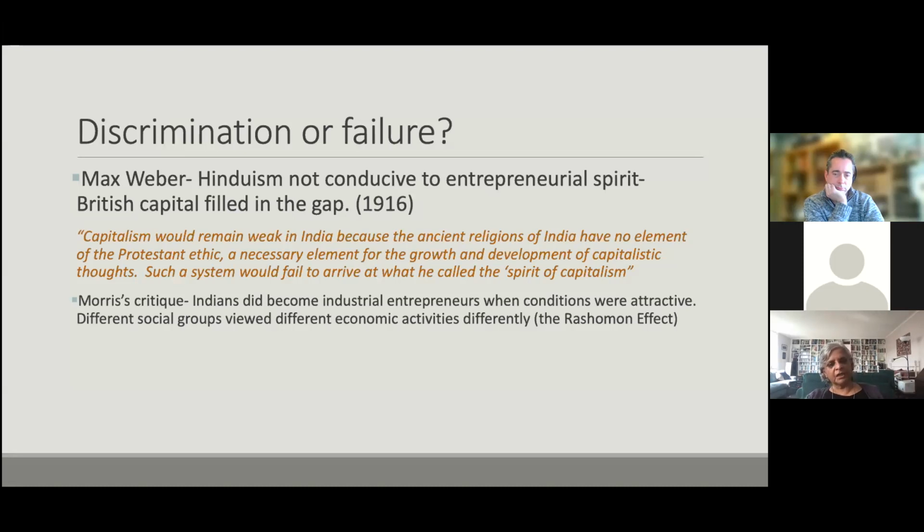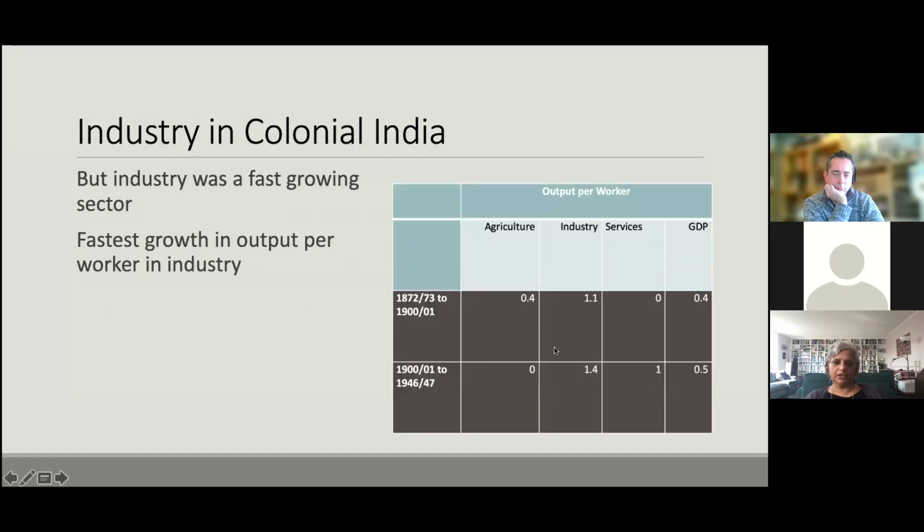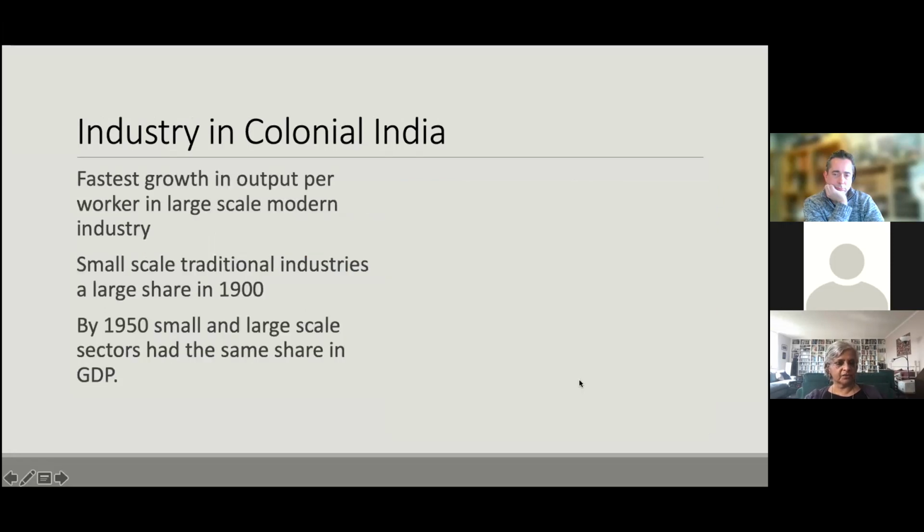So the British liked some industries and the Indians liked some other industries. And therefore, it was definitely the case that there was some ground for Indian investment. So industry in colonial India, when we actually look at the data, was the fastest growing sector. It had the fastest productivity growth. And here's the table here. You can see that compared to agriculture and services, output per worker grew much faster in industry.